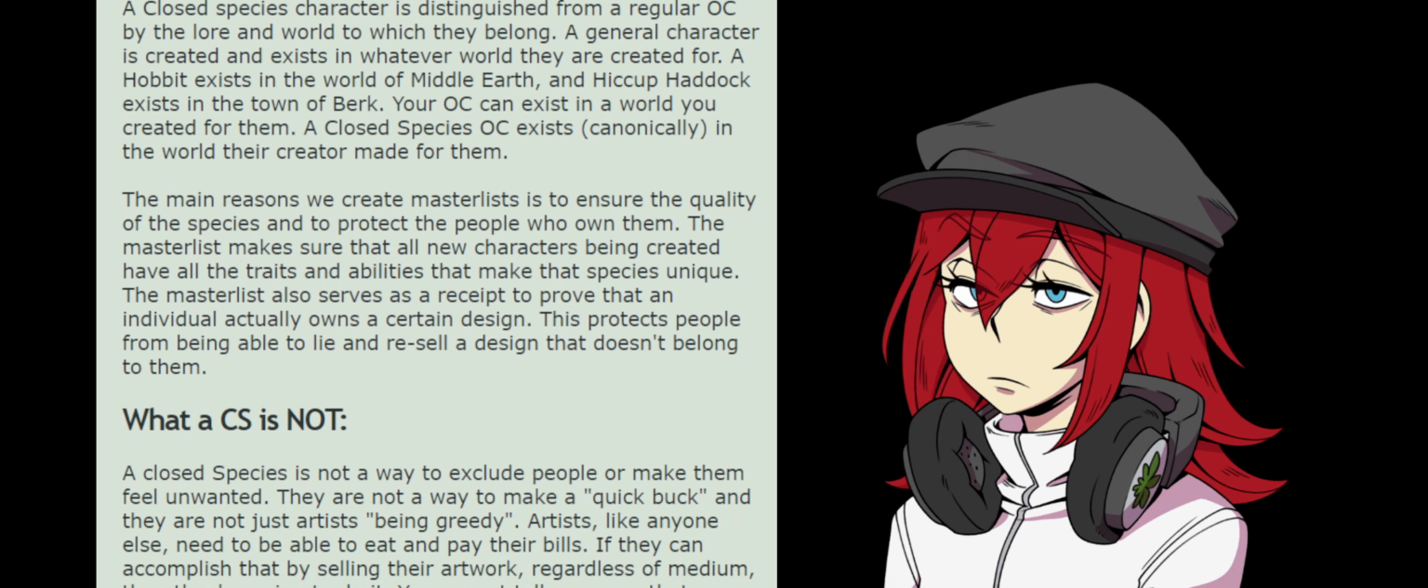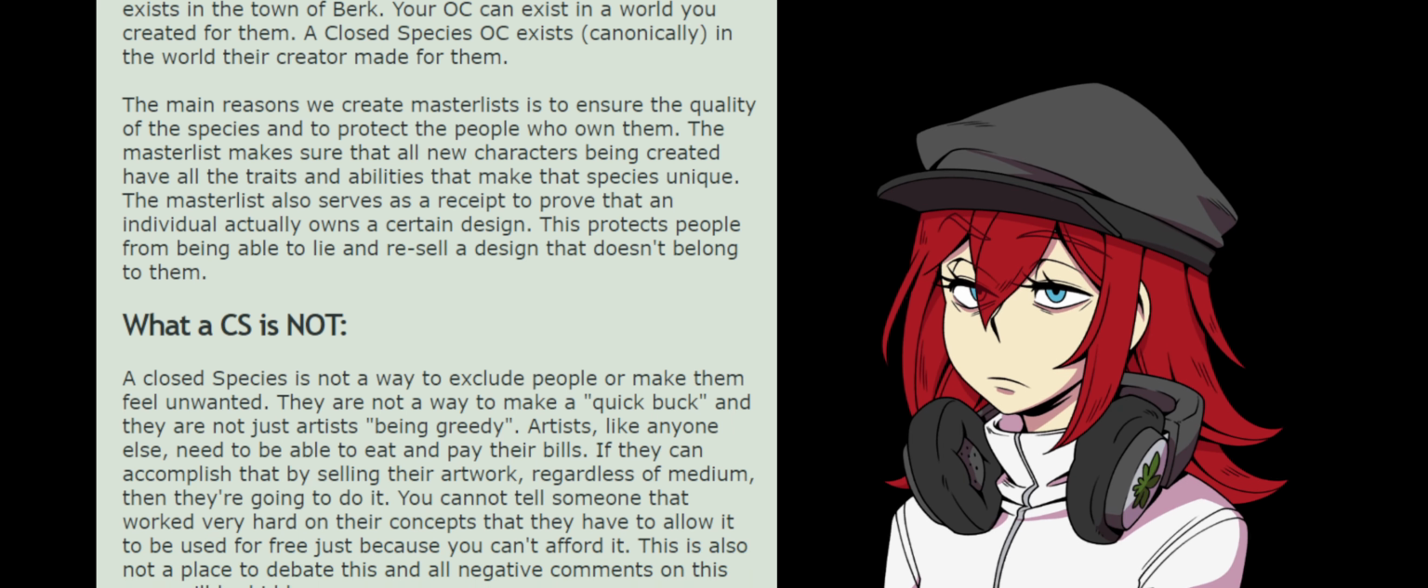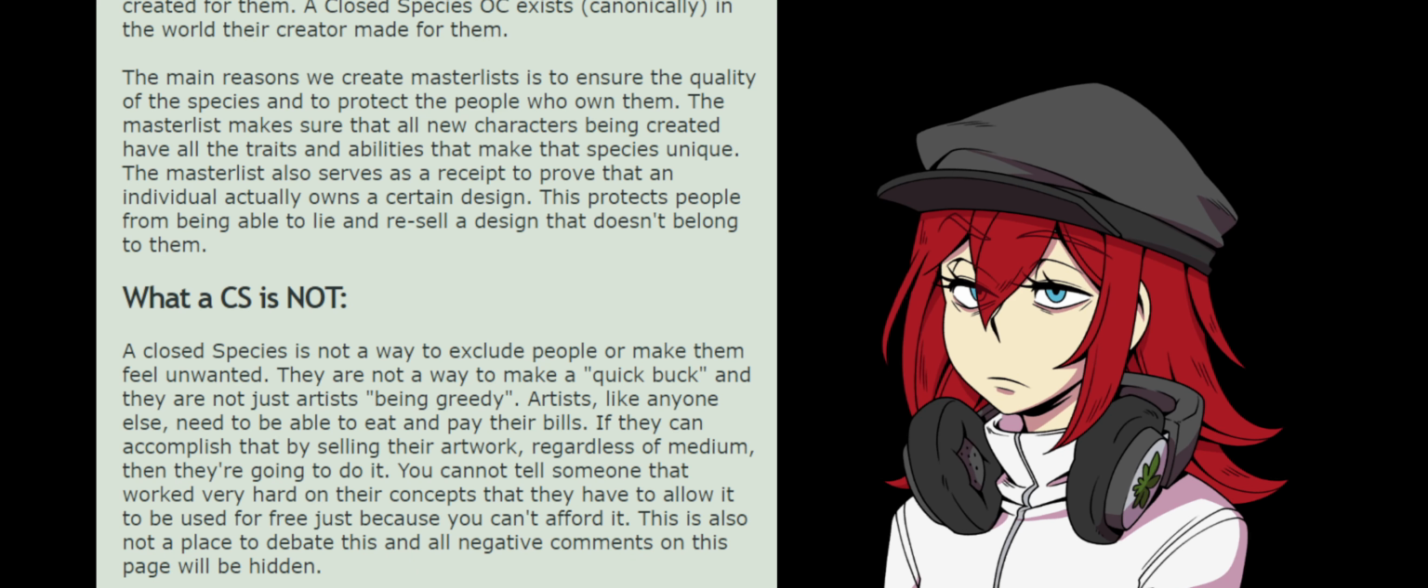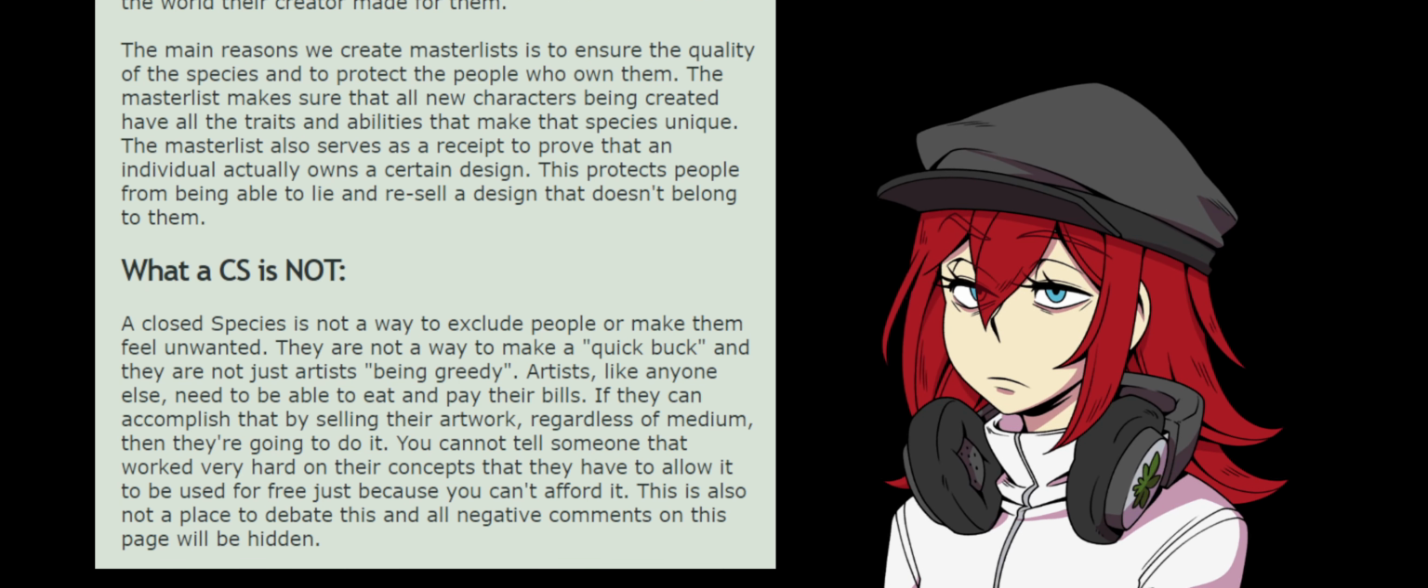What a CS is not. A closed species is not a way to exclude people or make them feel unwanted. They are not a way to make a quick buck, and they are not just artists being greedy. Artists, like anyone else, need to be able to eat and pay their bills. If they can accomplish that by selling their artwork regardless of medium, then they're going to do it. You cannot tell someone that worked very hard on their concept that they have to allow it to be used for free just because you can't afford it. This is also not a place to debate this, and all negative comments on this page will be hidden.